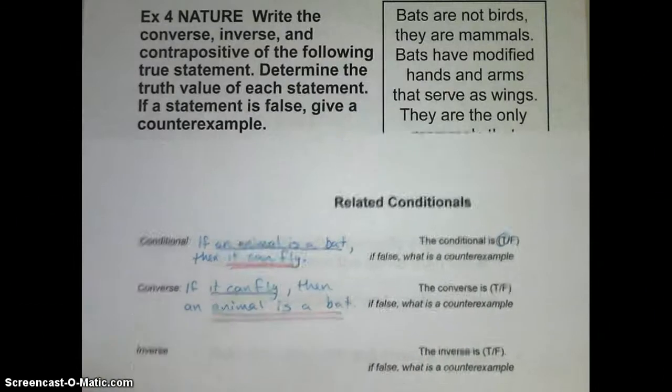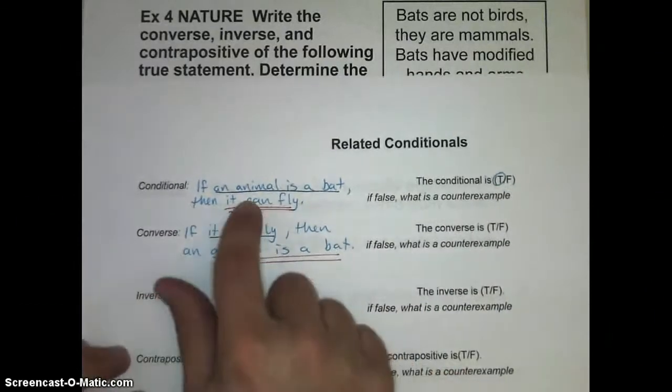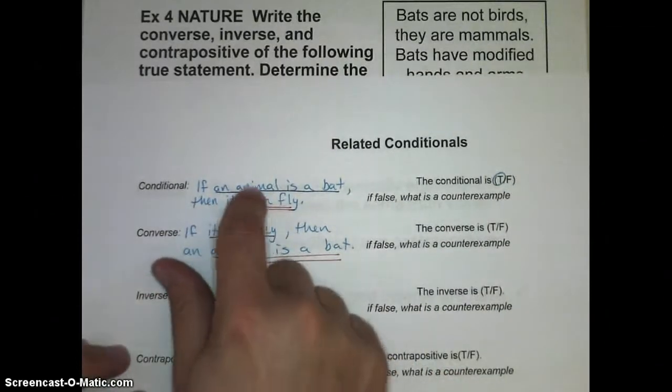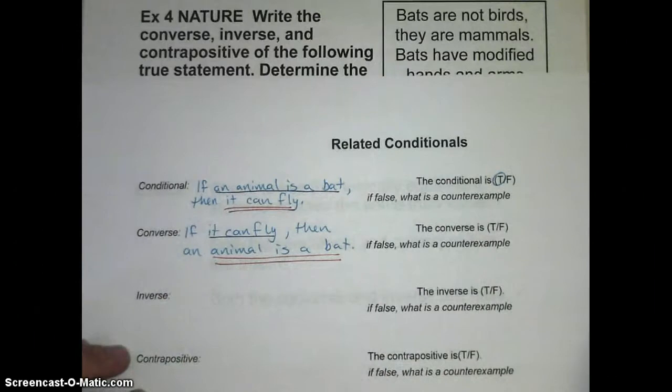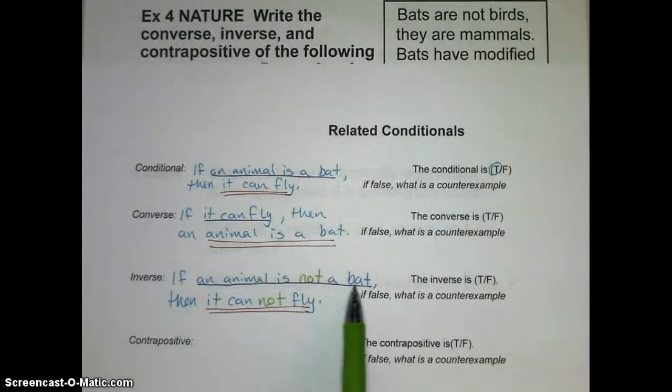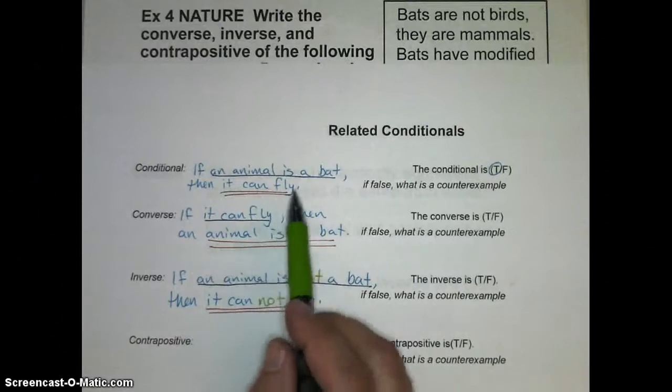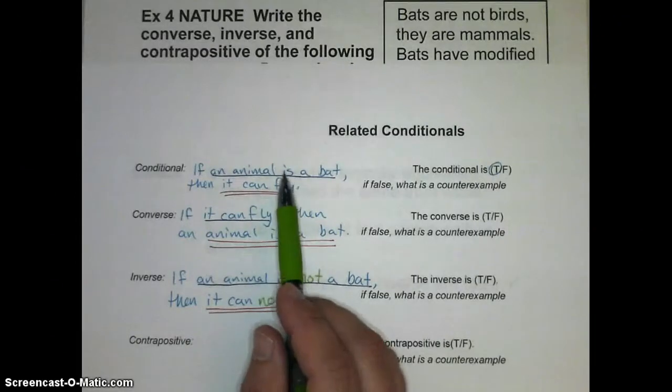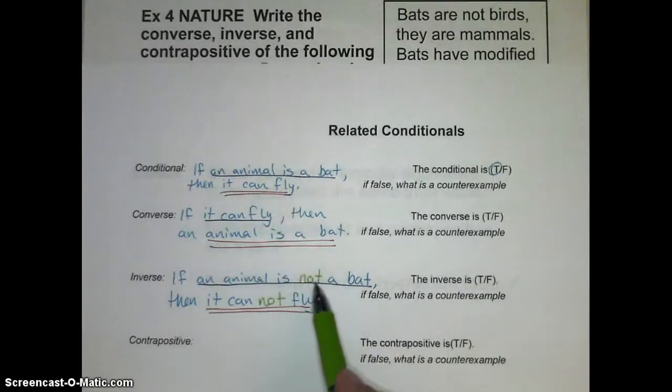Let's go ahead and talk about the inverse. Inverse goes back to the original order, and we simply negate each of these. So this is what your inverse will look like. If an animal is not a bat, then it cannot fly. Again, we went back to our original order of hypothesis and conclusion, and we just simply negated both of those by adding the word not.